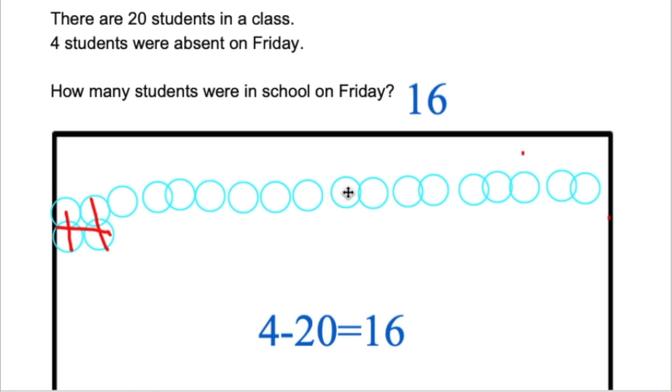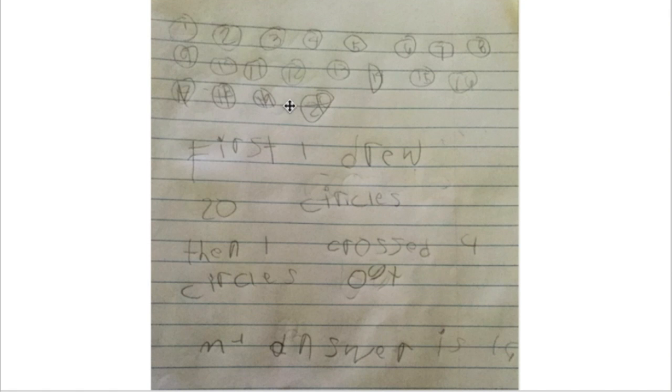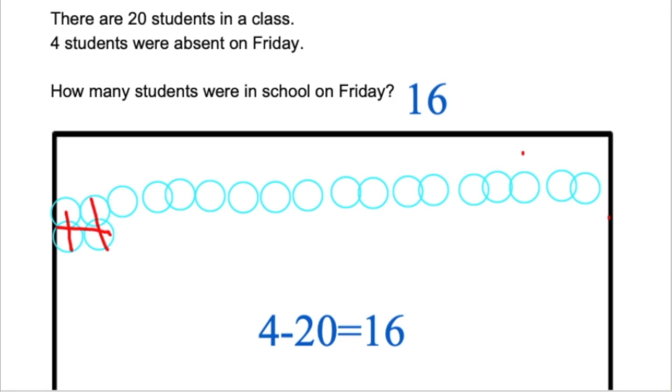I can tell this friend drew exactly 20 circles because they numbered all of them. This friend did circles, but they didn't number them. This friend did tallies, but they didn't number them. You have to number your picture when you are solving a math problem. And you want to make sure that you are always crossing out from the biggest number. Now the last thing I want to point out, another friend did circles, crossed them out, got the right answer, but they got tricked in their number sentence. When we are doing subtraction, the biggest number comes first.